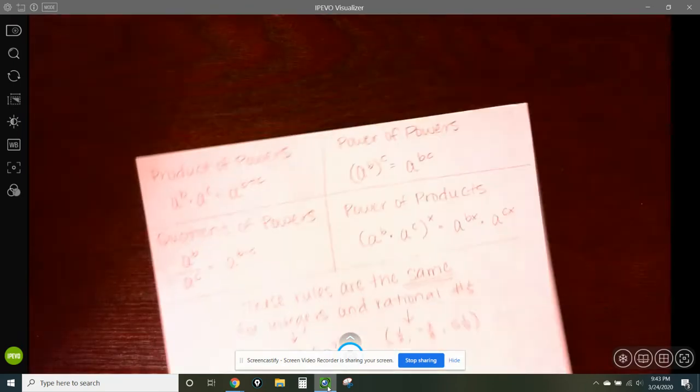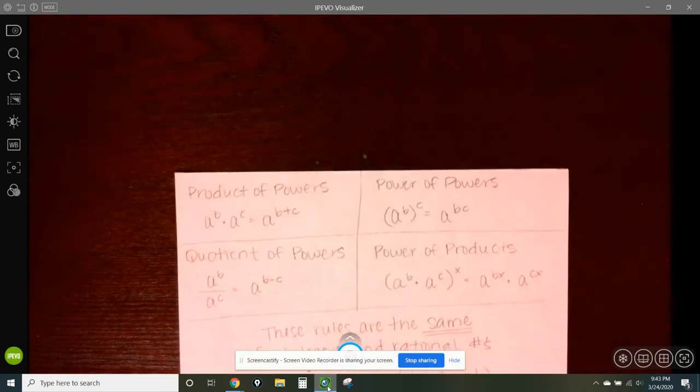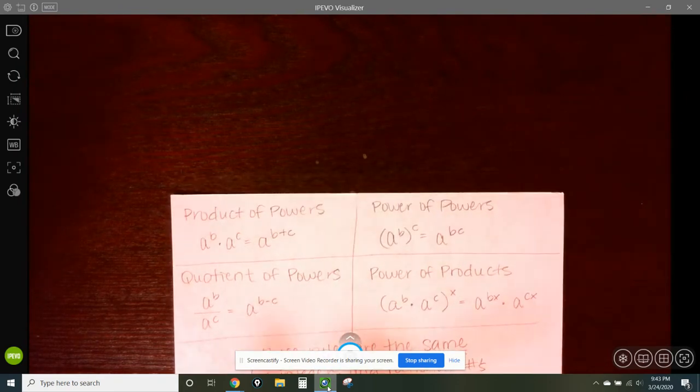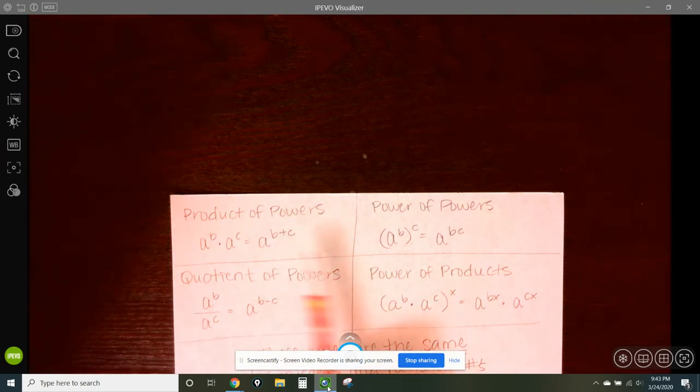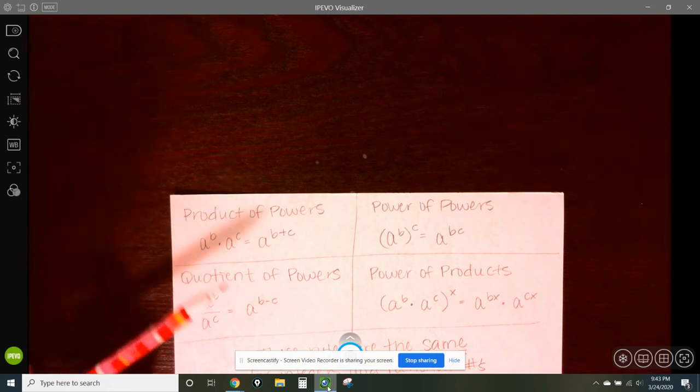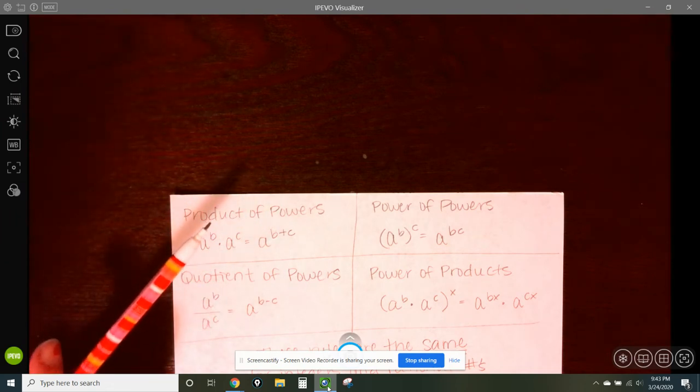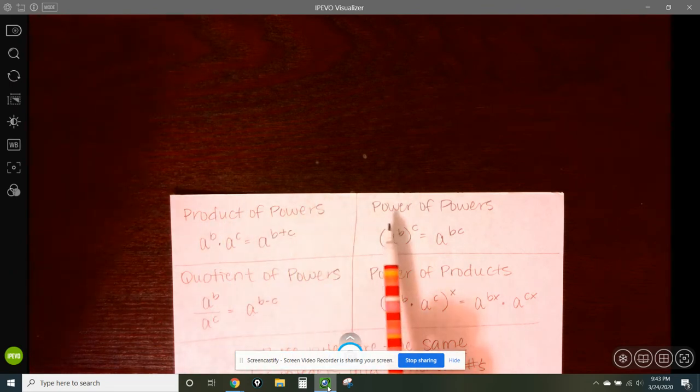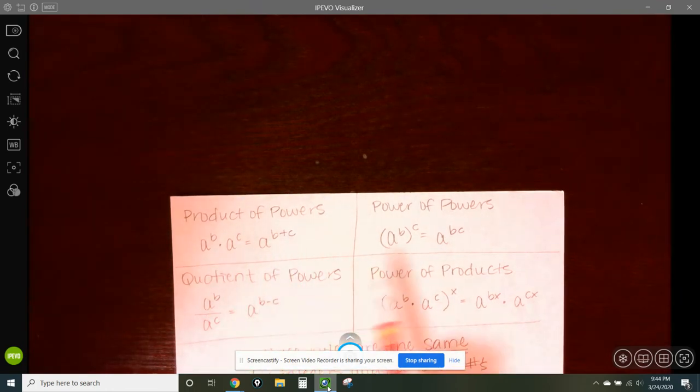So for this first discussion, here's a little bit of information of what you might want to know. This lesson 3 that you just completed is all about exponents, and more specifically, rational exponents. But the rules are the same for integers and rational exponents. So I just wrote down the exponent rules right here. If you don't have these written down somewhere, you definitely should. You should have a page of notes already about exponents. But here's 4 of them: product of powers, power of powers, quotient of powers, and power of products. And I wrote down a little example of each one.